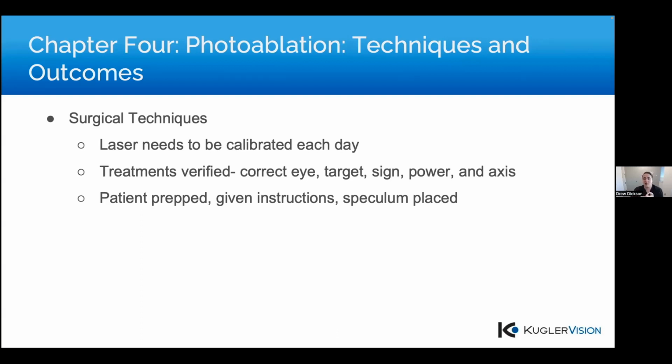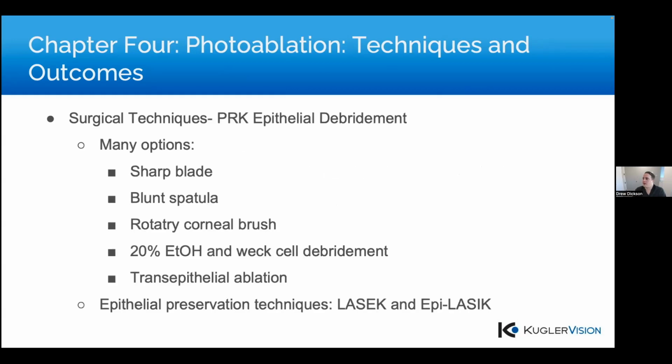So you always need to verify that you're operating on the correct eye, that your target is correct, whether you're aiming for distance or aiming for a near target, that your sign is right. We have a couple practices where some of the phoropters are in plus cyl, some are in minus cyl. So you always need to be careful of that, making sure the power is correct and making sure that you have the correct axis if you're treating any astigmatism. After verifying all that, prep the patients. We always like to talk the patients through what we're doing and then place the eyelid speculum.